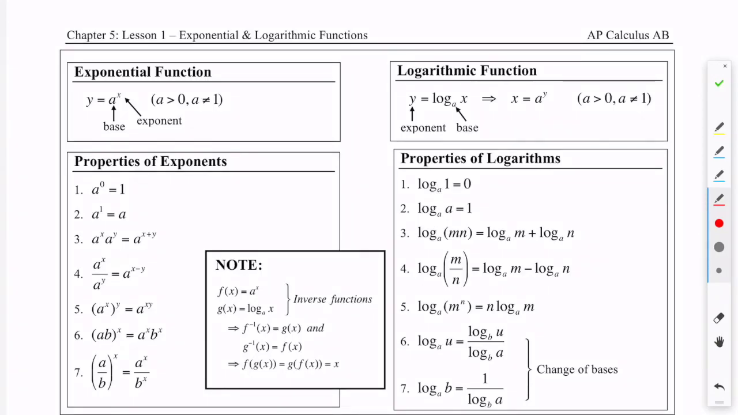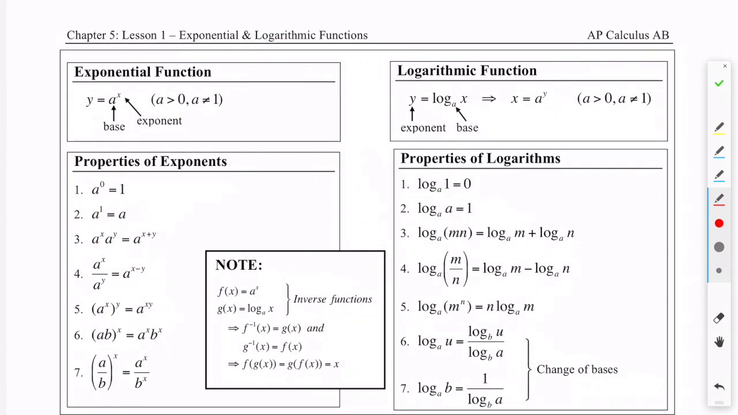Hi there, welcome to Chapter 5, Lesson 1, Exponential and Logarithmic Functions. This lesson should pretty much be a review of what you learned in pre-calculus, but we're going to be talking about both exponential and logarithmic functions this chapter, so it's worth taking the time in the beginning here to review, make sure we're all starting in the same place.